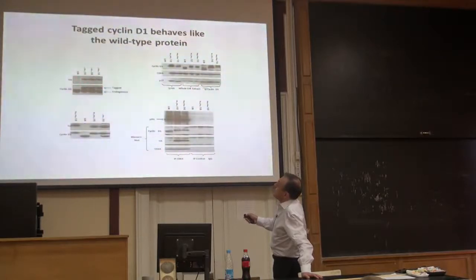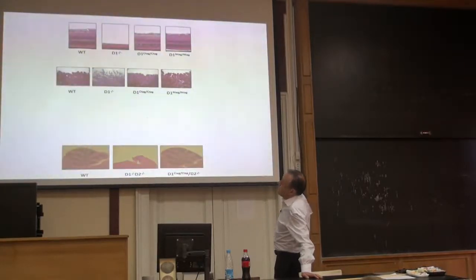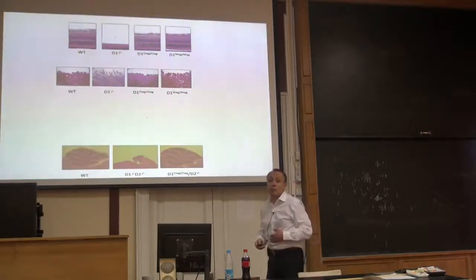If you probe it with the antibody against the tag, you only detect it in tagged mice, but not in untagged mice. And if you immunoprecipitate cyclin D1, you can detect the kinase activity from wild type, from cyclin D1 C tag and N tag. So they are pretty much wild type biochemically.